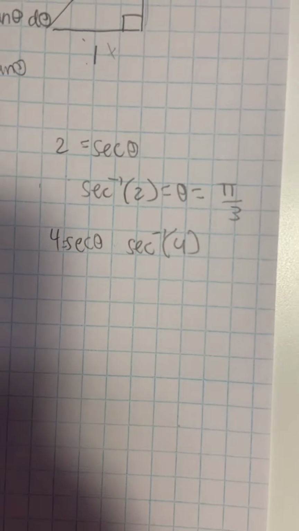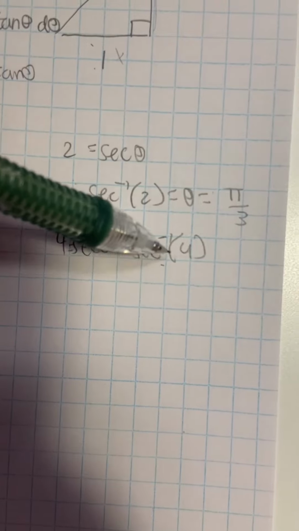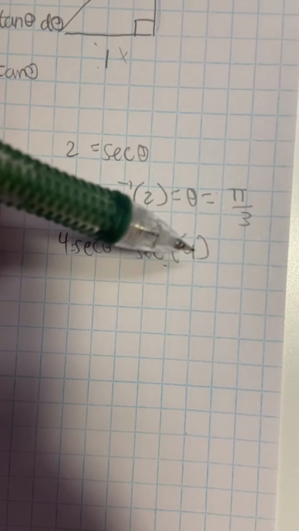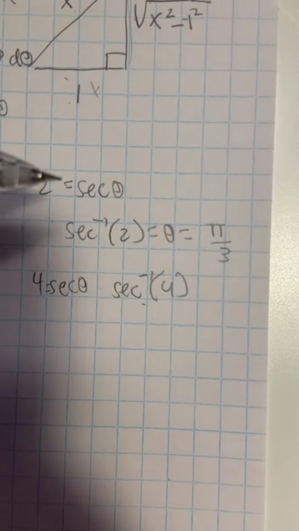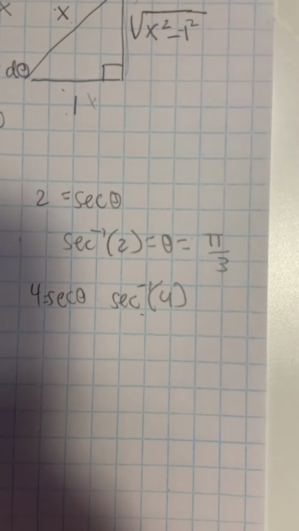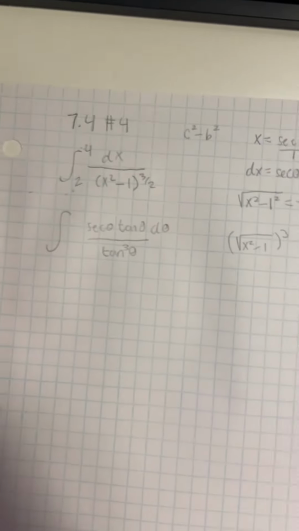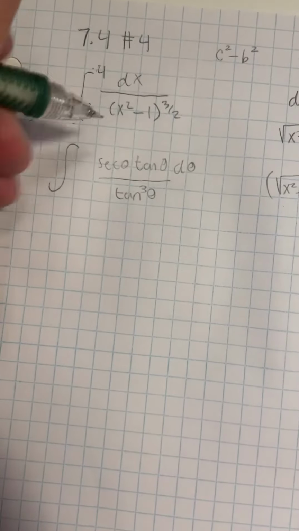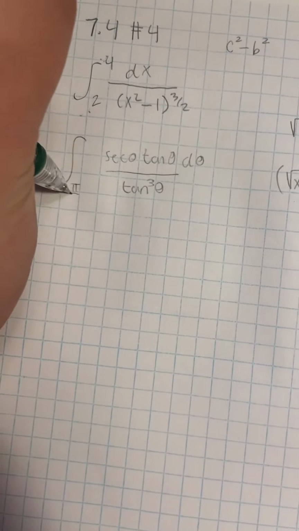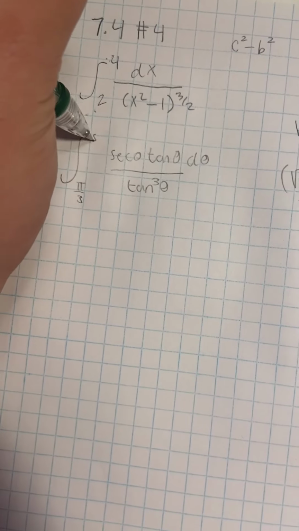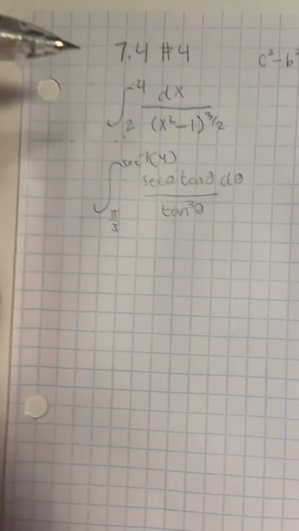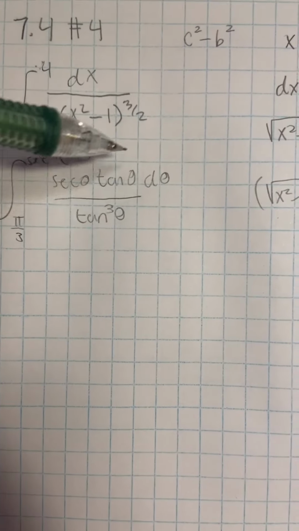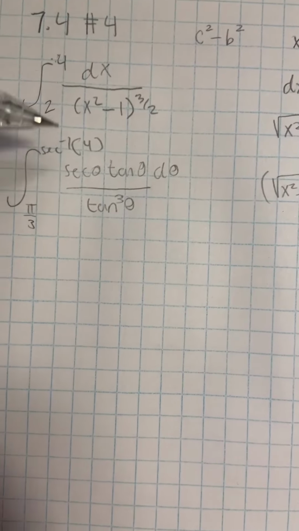Now this doesn't come out to a nice fraction, so we're just going to leave it this way, because otherwise we'll have to write it as a decimal, and it becomes less accurate when we convert to decimal early. Okay, so we got the lower value is pi over 3, and the upper value is the inverse secant of 4. So now really what we need to do is simplify these terms.